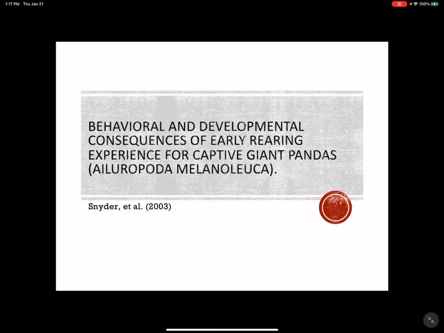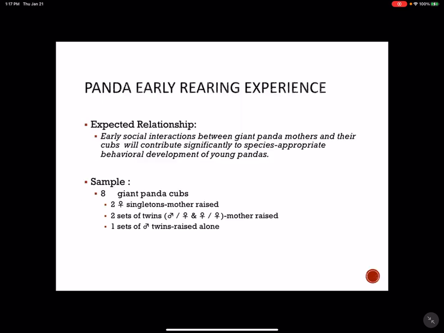So I'm going to give you an example, and it's another oldie but a goodie, but I keep this study because I like the pictures of pandas. So this is a study about the behavioral and developmental consequences of early rearing experience for captive giant pandas. I mean, who wouldn't like giant pandas? So this study started with talking about the literature on socialization in pandas. And because they're mammals, we know that pandas learn from the attachment and relationship with their mothers. And pandas also learn from other pandas.